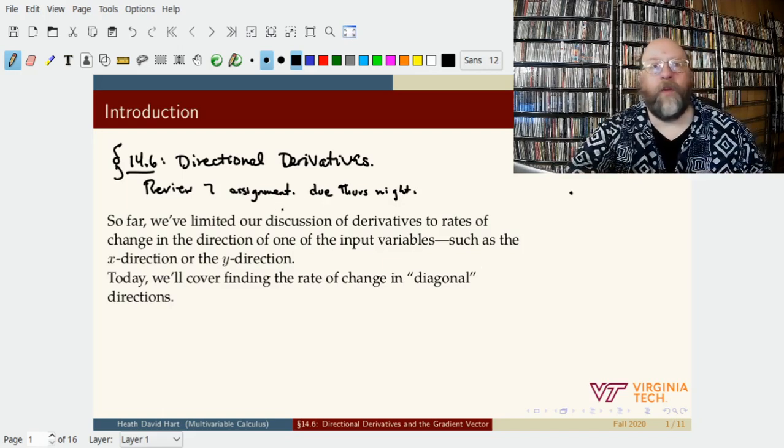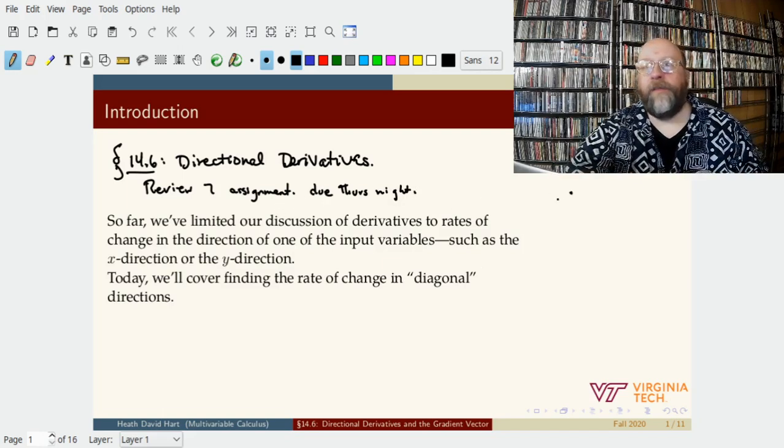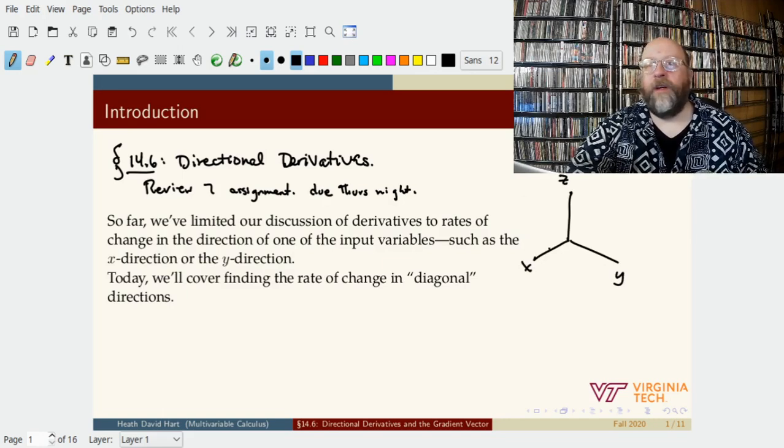Let's go ahead and get started with this section. So far we have looked at examples of derivatives, rates of change in the x direction, which we call dz dx, and in the y direction, which we call dz dy. But what if we want to find the rate of change in a diagonal direction, in the direction of one of these vectors, for example?